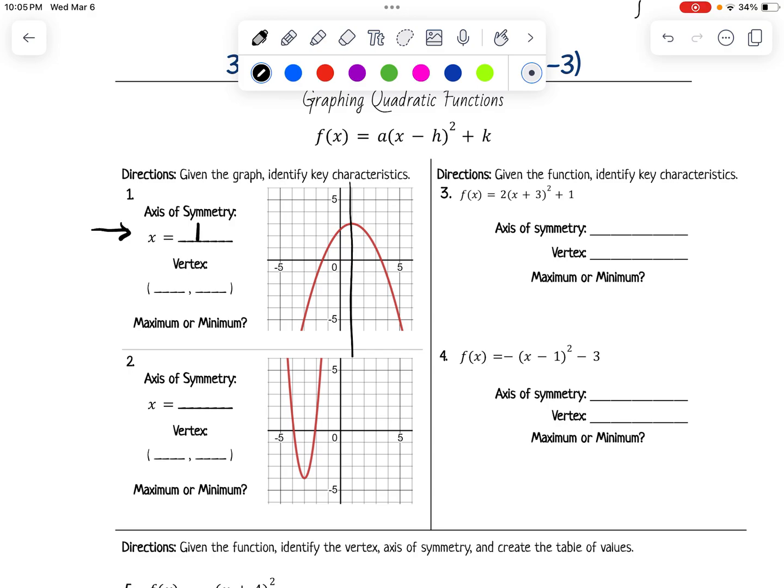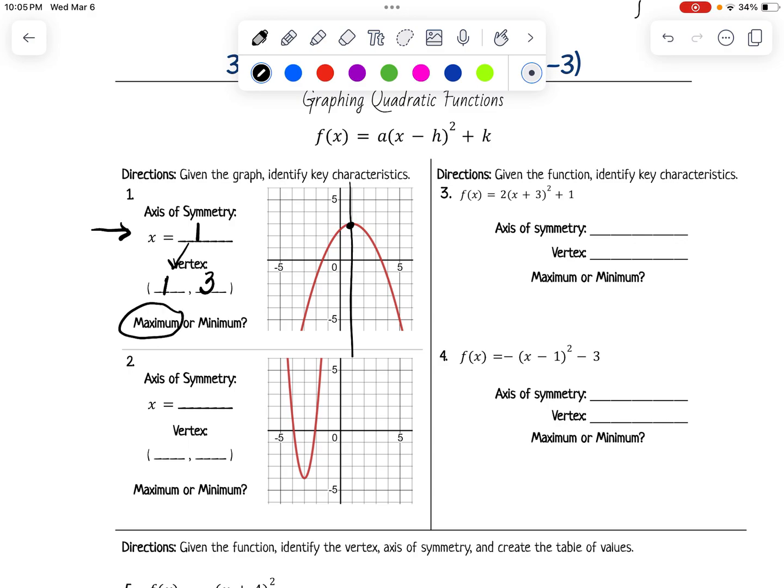Now your vertex, you're going to automatically move that number down to here because you're looking for this point, that very point up at the top. So on the x-axis, that's at 1, and then slide your pencil over and figure out where it is on the y, which would be 3. When this vertex is up at the top of your graph, you have a maximum.